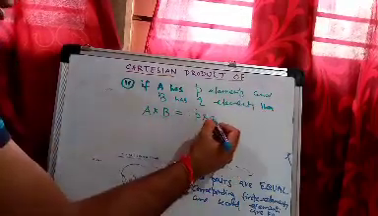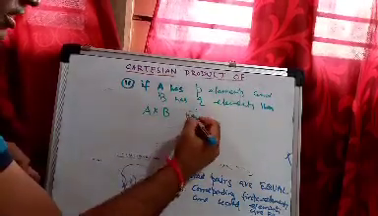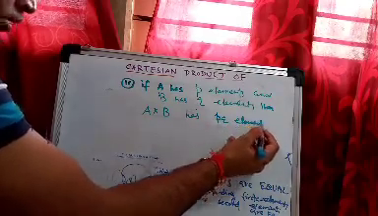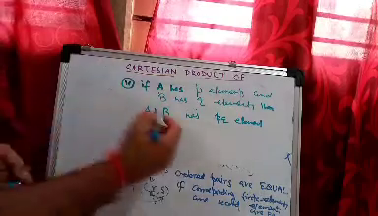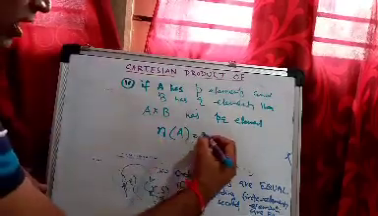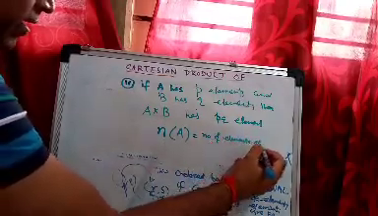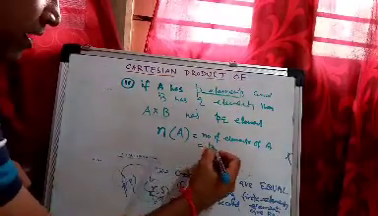P into Q elements. So A cross B has P into Q elements, right? So how will I write this? The number of elements of a set A is written as n(A). n(A) is the number of elements of A. How many elements does A have? P. So n(A) equals P.